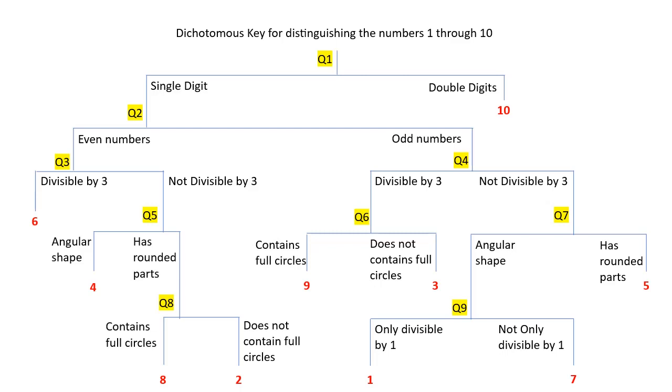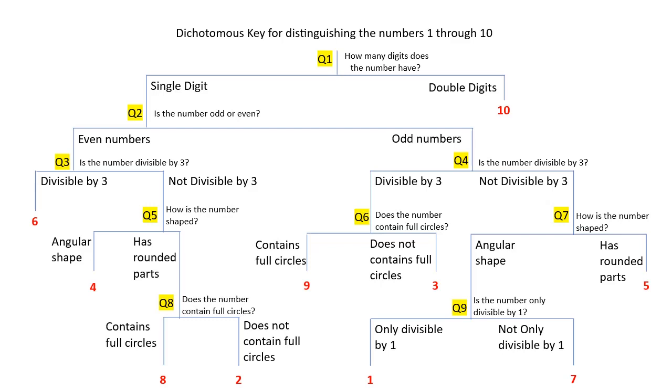Now it's time to actually write out the questions. So for question 1, to actually put it in question form, how many digits does the number have? For question 2, it could be, is the number odd or even? And again, these questions can take lots of different shapes, and the answers just have to be appropriate so that they work. After all the questions are listed, then it's possible to just simply put them into a chart.